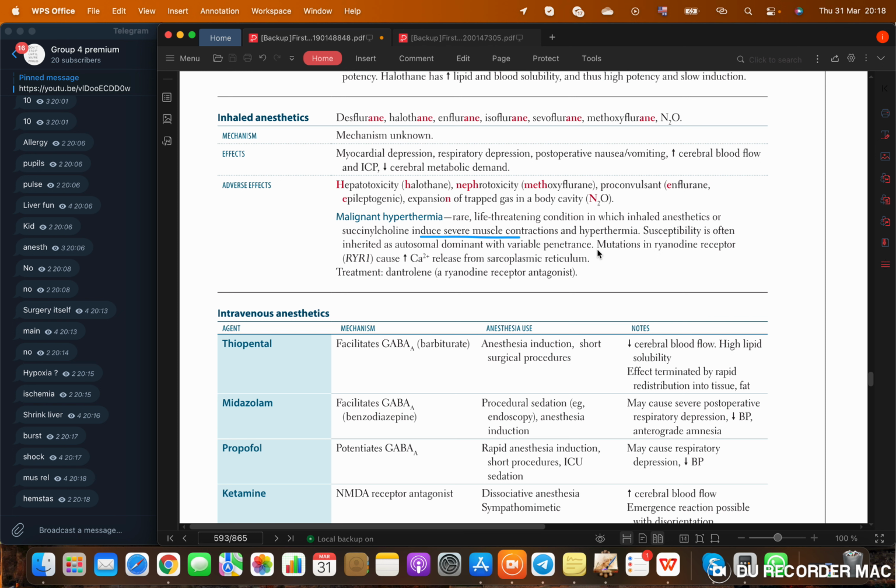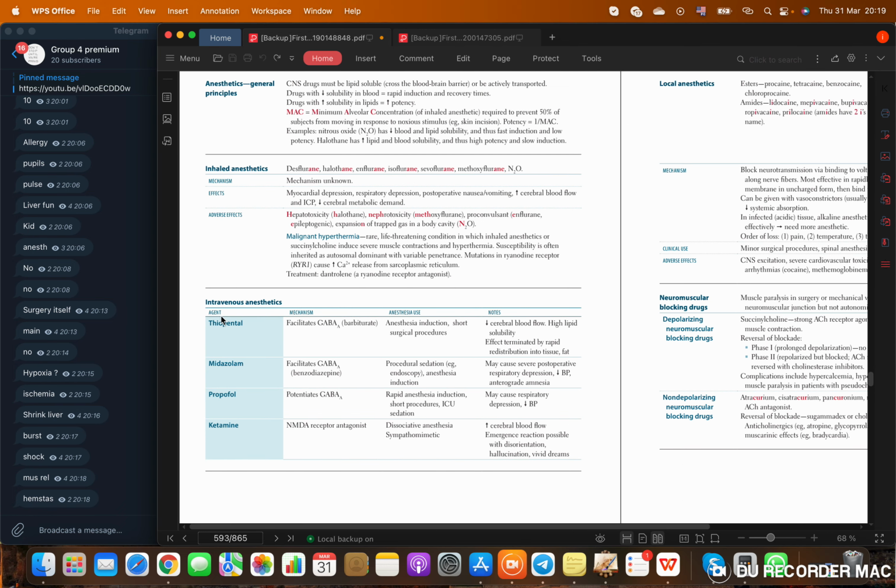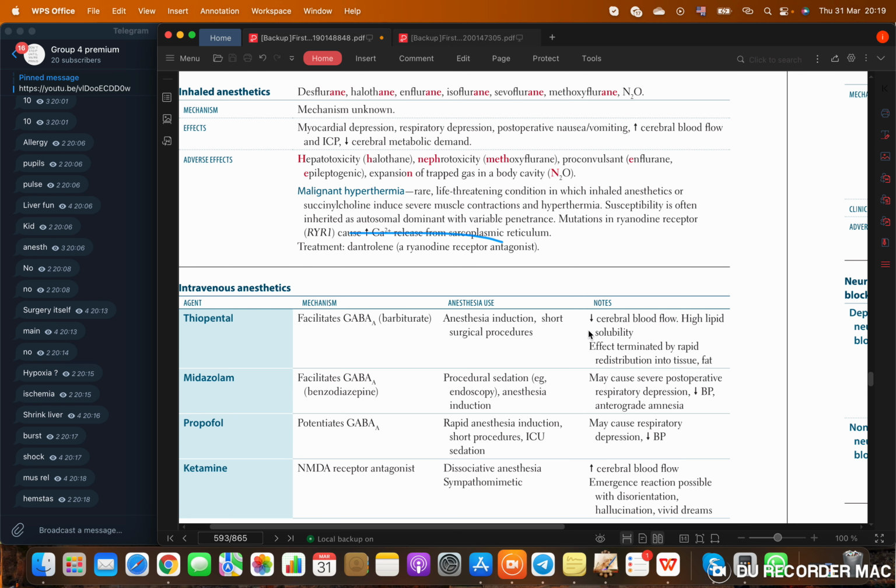So, inhaled anesthetics or succinylcholine induce severe muscle contraction and hyperthermia. Susceptibility is often inherited as an autosomal dominant with variable penetrance. The mutation is in the ryanodine receptor, type 1, and it causes an increase in the calcium release from the sarcoplasmic reticulum. Okay, so how to treat such disease? You treat it by giving dantrolene. Dantrolene is a ryanodine receptor antagonist, and it's going to help in decreasing the release of calcium from the sarcoplasmic reticulum, which will lead to less contraction of the muscles.